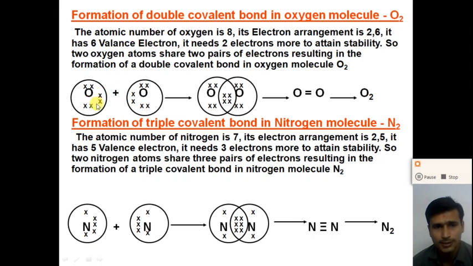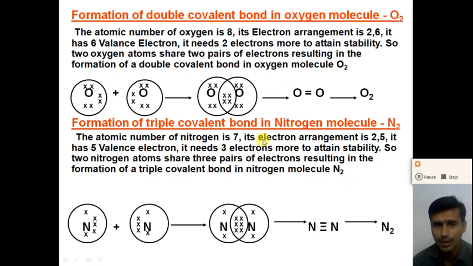Out of these 6 electrons, 2 electrons from this oxygen atom and 2 electrons from this oxygen atom are shared between the two oxygen atoms, resulting in 2 covalent bonds between the oxygen atoms, right? And this results in the formation of the oxygen molecule. So in the oxygen molecule, O2, between these two oxygen atoms, 2 covalent bonds are there, right? Understand? Similarly, a triple covalent bond is formed in the nitrogen molecule, right?